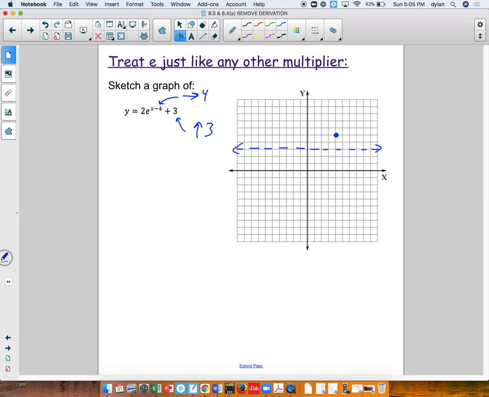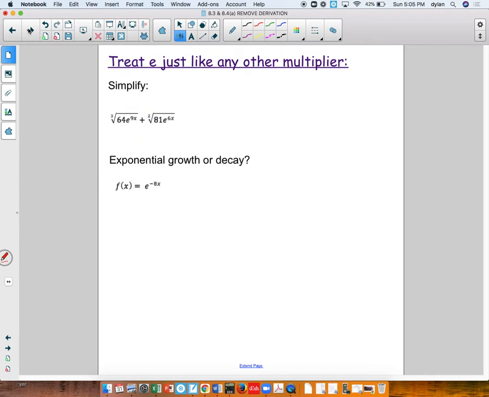I would also take the asymptote up 3 as well. And then the key here is that the number e is obviously greater than 1. So in this case, our multiplier is greater than 1, which tells us that our curve is going to start along the horizontal asymptote and curve upwards. So you can sketch graphs with e in them just by remembering that e is really just any other multiplier greater than 1.